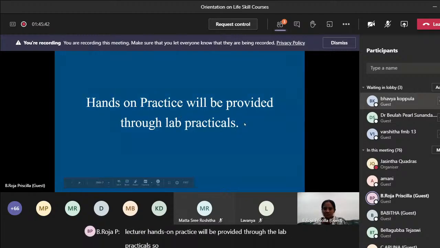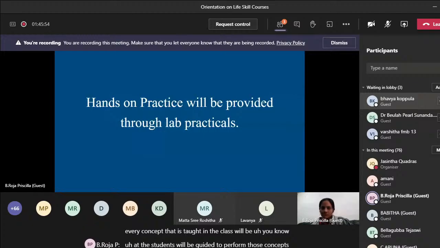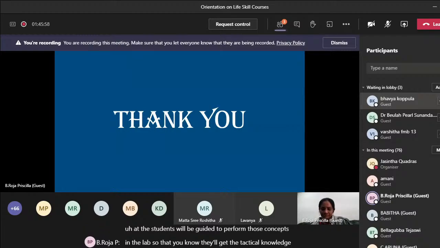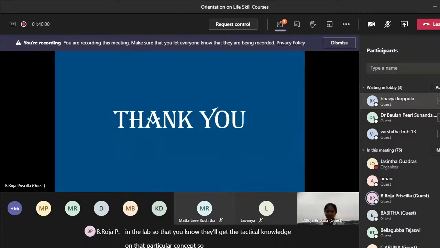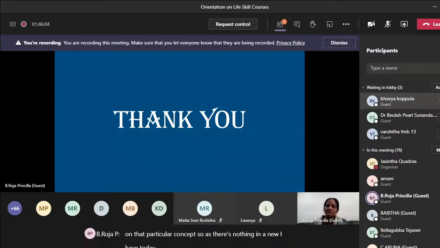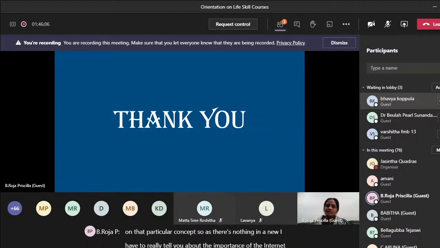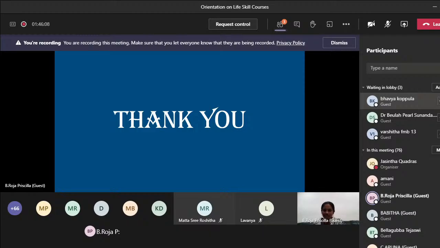So every concept that is taught in the class, the students will be guided to perform those concepts in the lab, so that they'll get practical knowledge of that particular concept. There's nothing new I have to tell you about the importance of the internet and computers, because already we are experiencing the importance.